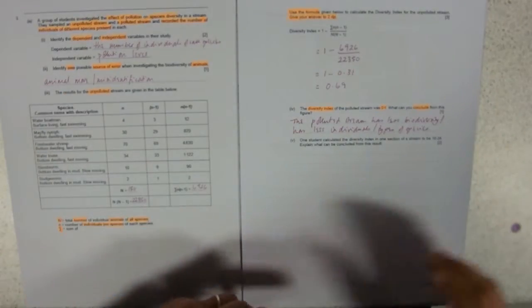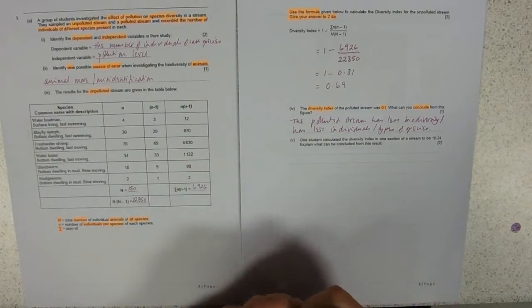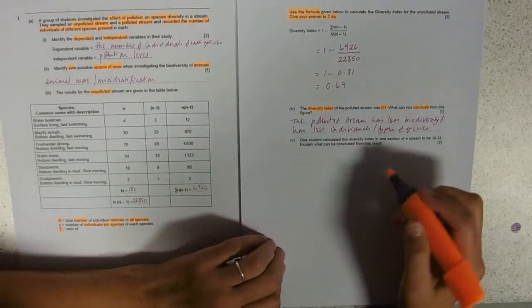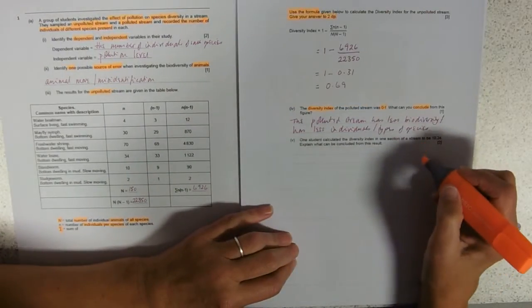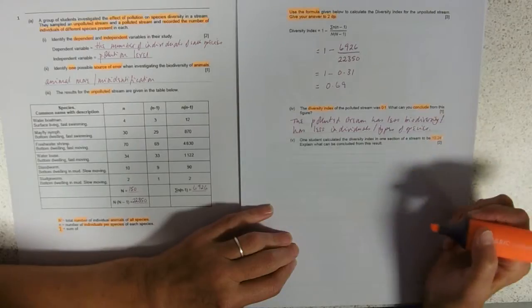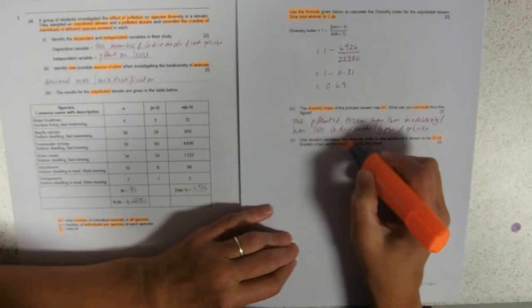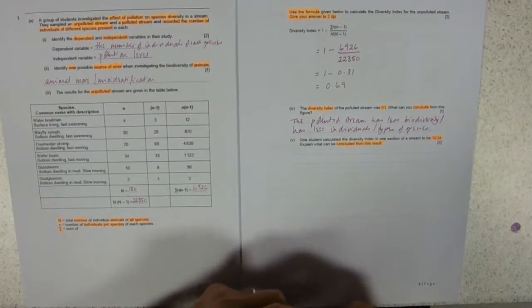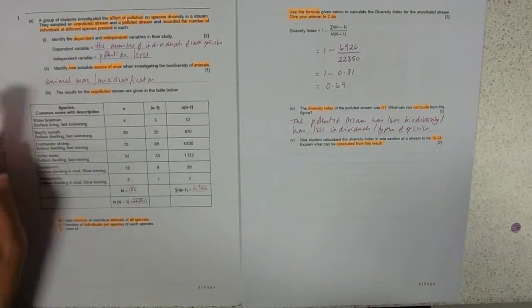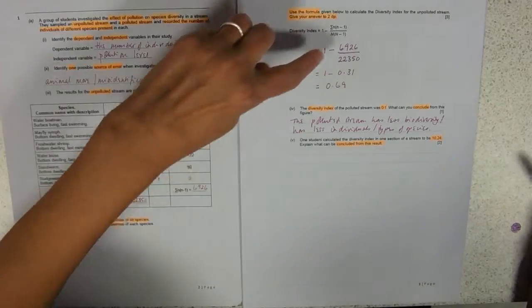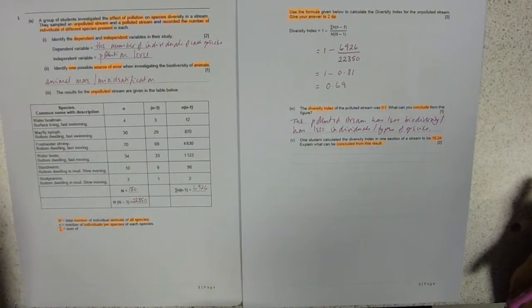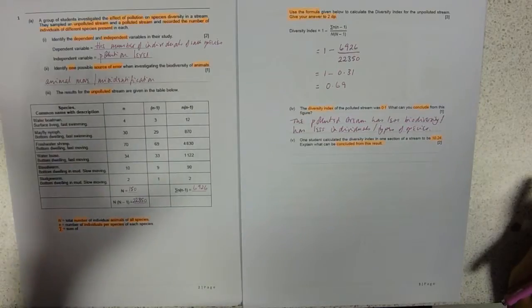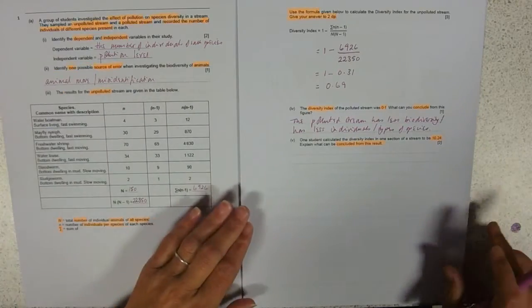Okay, a bit more AO2 here. So one student calculated the diversity index to be 10.24. What can be concluded from this result? So what do we know about diversity indices? Because you're doing 1 minus, they pretty much go from 0, nothing there, to 1, lots and lots of things there.